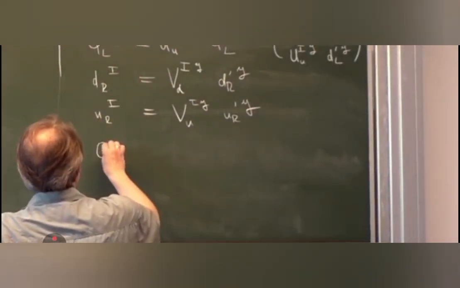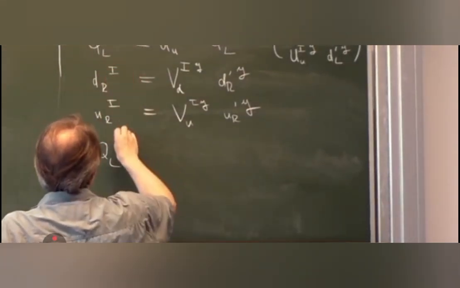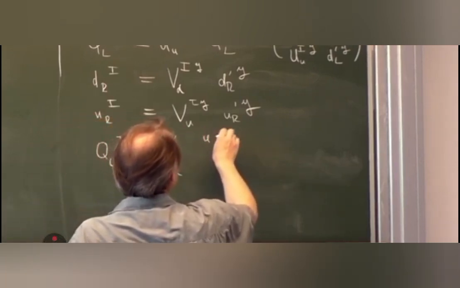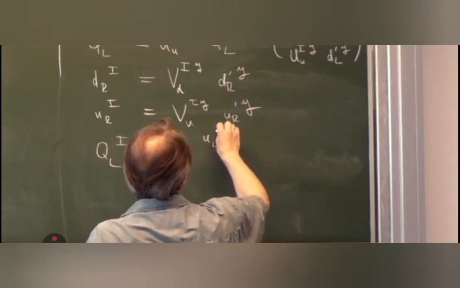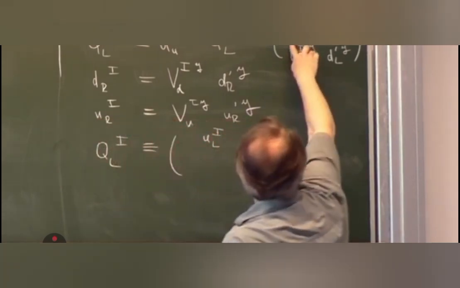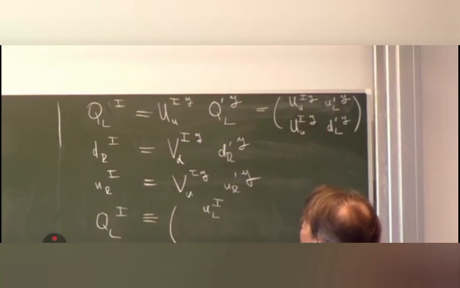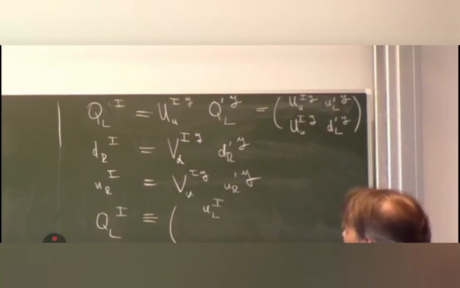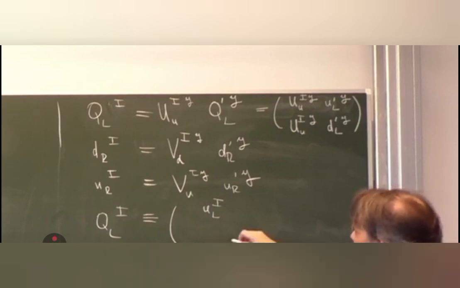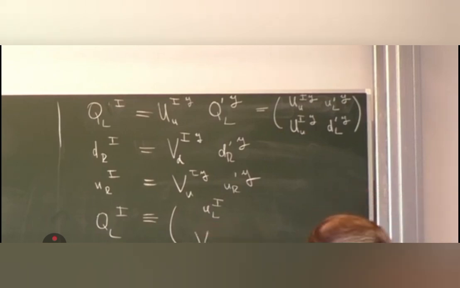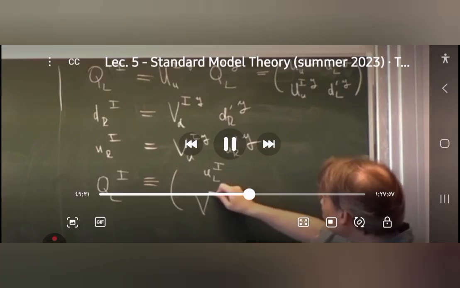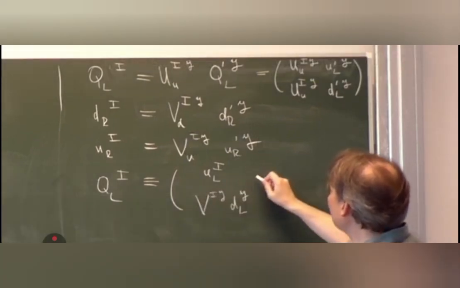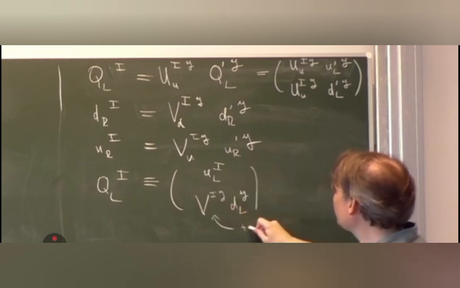And we can write the quark doublet Q_i as an abbreviation like this. So the upper component will be u_L i without prime. So this will be called small u_L i without prime, obviously. But this will be called V_ij times d_L j without prime, where this is to be determined.